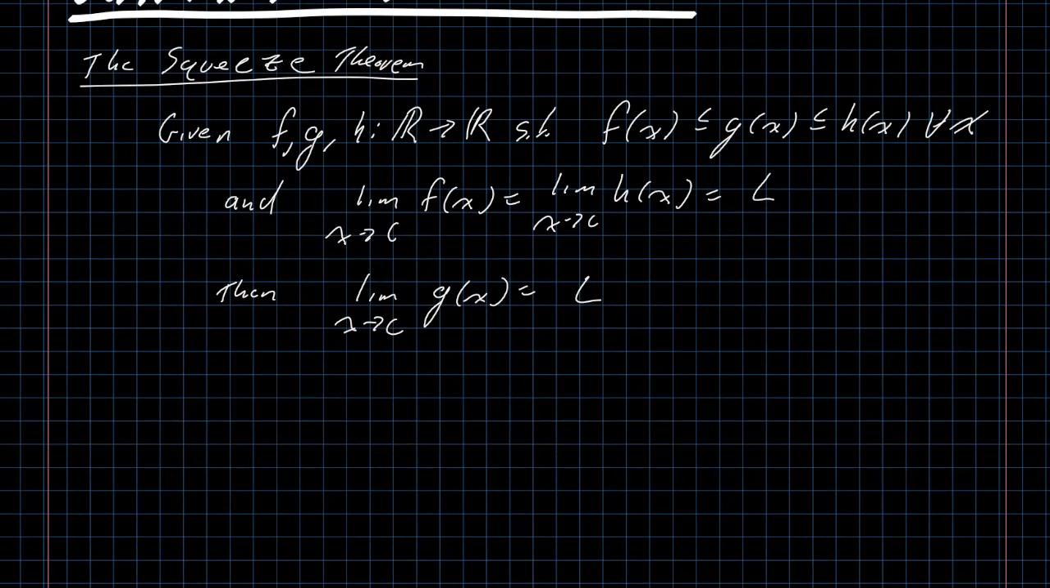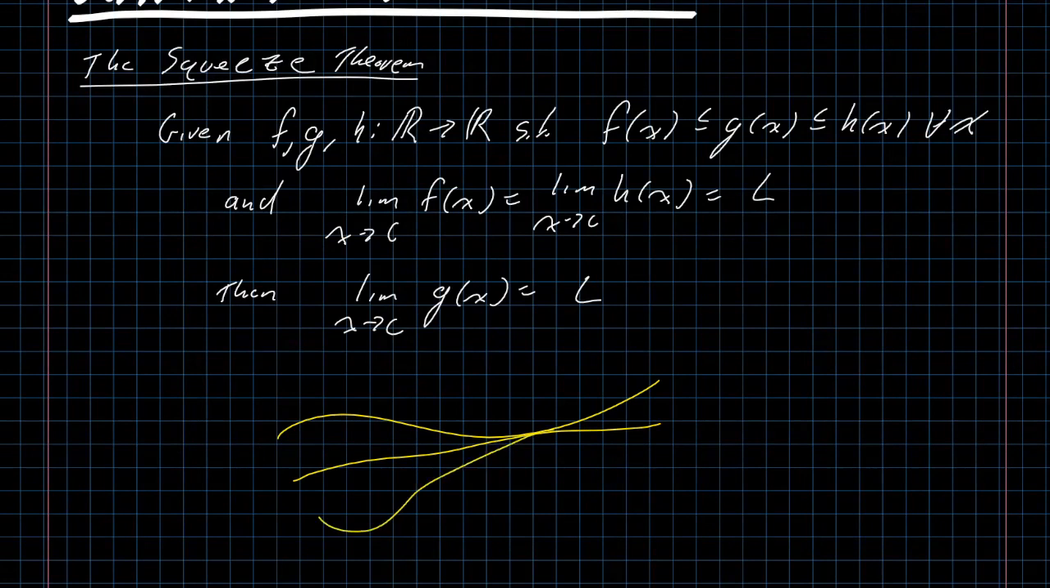We could use properties of limits to prove this. This is actually something that's not that difficult to prove using the epsilon delta definition of a limit, but I think that the visual proof is a lot more useful. So let's think about a couple of functions. Here I have f of x, g of x, and h of x.